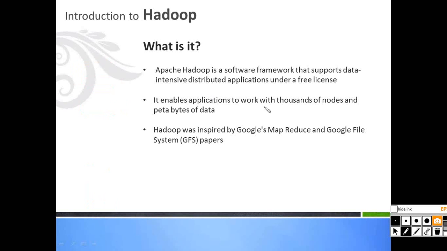And the framework is designed to cope with thousands of nodes. Node means individual servers here, right? It is capable of dealing with thousands of nodes and petabytes of data. The inspiration for Hadoop is that it came from Google's MapReduce and Google GFS papers. Basically, these two are talking about huge data sets being distributed.